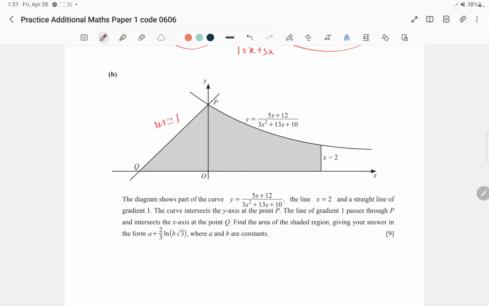So m equals 1, this is given, and this is 0, comma. So just put x equals 0 in this equation. So when you put x equals 0, 0 plus 12 over 0 plus 0 plus 10. So it is 1.2. Okay, now erase this.